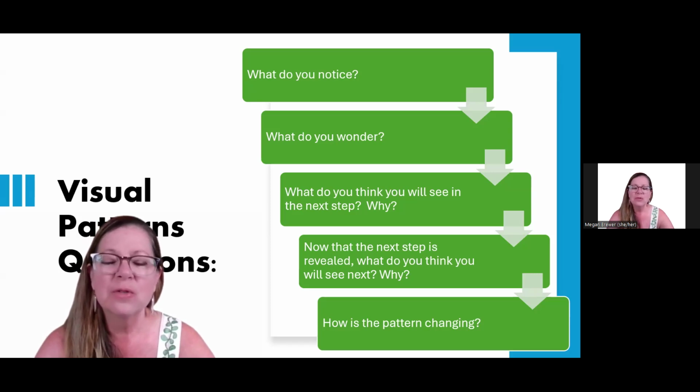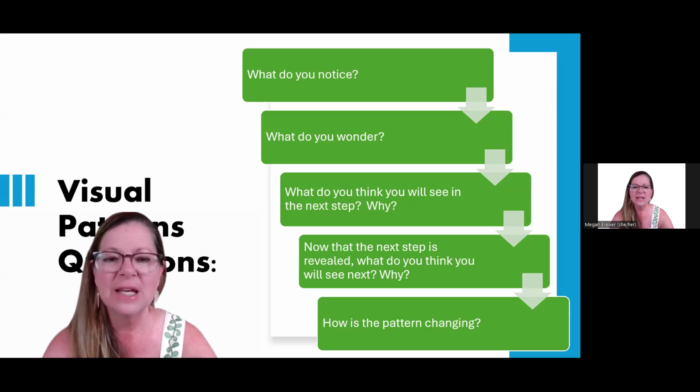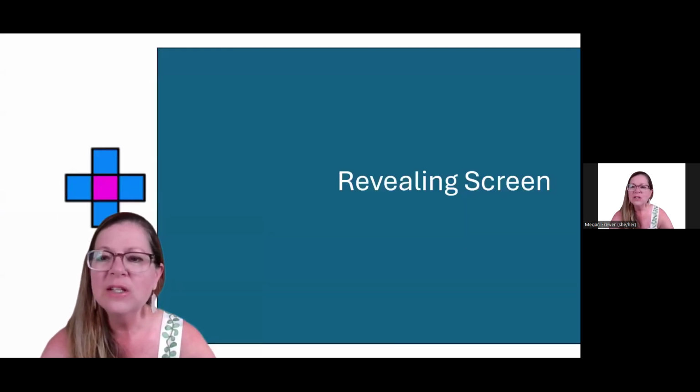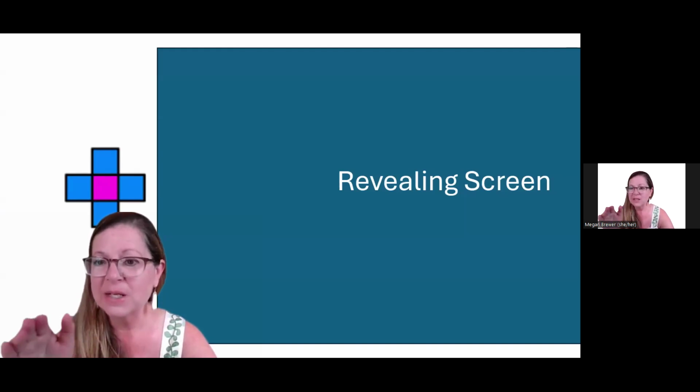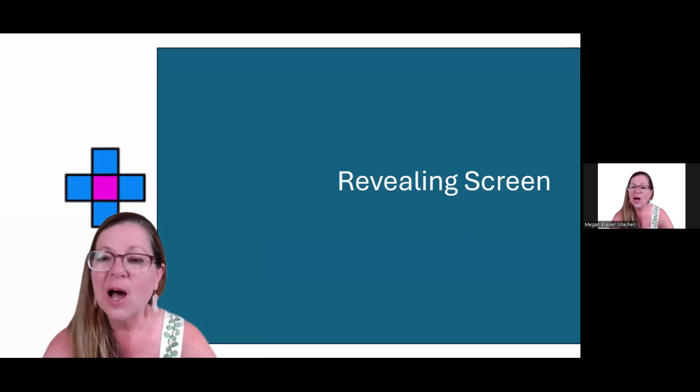Now that the next step is revealed, what do you think you will see next and why? How is the pattern changing? So let's look at an example. When using the visual patterns math routine, you will share with your students that they're going to be shown some steps in a pattern. Their job is to consider the questions that you choose to ask.